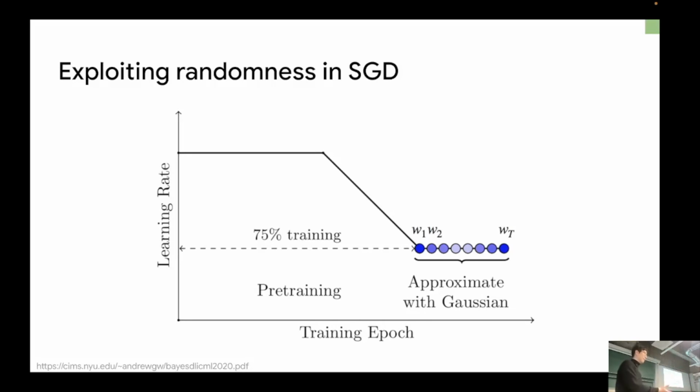If the valley is kind of narrow, then you have to lower the learning rate to reach the solution. But in this case, you do decrease the learning rate, but you keep some level of learning rate higher than usual for finding the final solution for some time after, let's say, 75% of training. For the last 25%, you just keep the model do some trajectory around the solution. And we treat the trajectory here as samples from the posterior distribution. Okay.